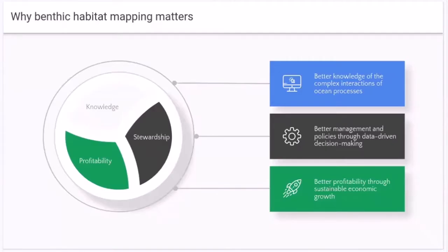So this is why benthic habitat mapping matters, basically for three reasons. First of all, we need better knowledge of the complex interactions of ocean processes, but we also need to have data in order to foster favorable stewardship and better management and policies of ocean resources through data-driven decision-making. Finally, all this combined yields a better profitability for all the industries through sustainable economic growth, because if we basically take everything away from the resource, there's nothing more to be gained from it.